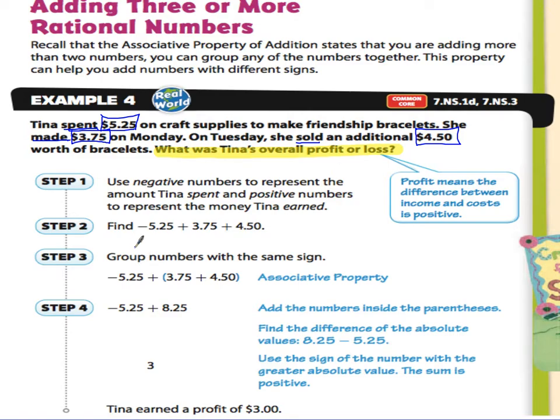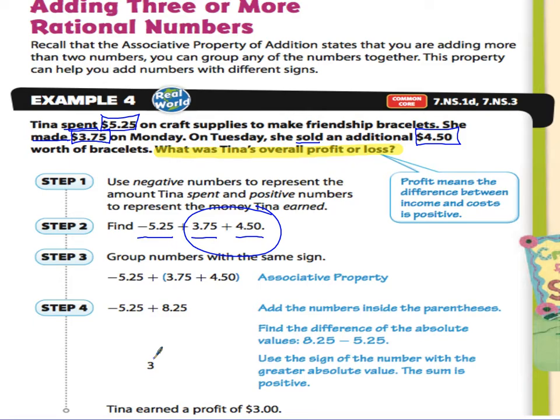So we started out by losing, so a negative $5.25, and then gaining, so we added the positive $3.75, and then we also add a positive $4.50 because she sold that and made that money. So now here, our positive numbers are already together. So instead of doing a negative plus a positive and potentially getting a negative number, we can move our numbers around thanks to the commutative property. We can move our numbers around and we can make it easier for us to add.